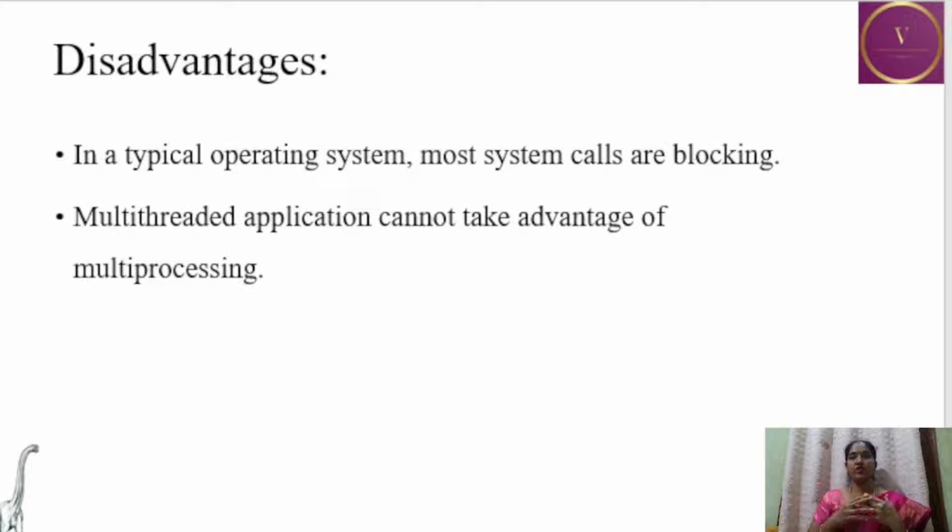Disadvantages of using user level threads are, in a typical operating system, most system calls are blocking. That is, when one user level thread is performing a blocking operation, then the entire process will be blocked. And the next is that a multi-threaded application cannot take the advantage of multi-processors.